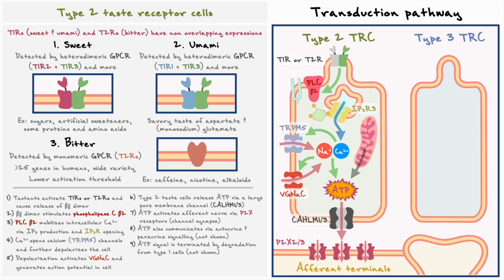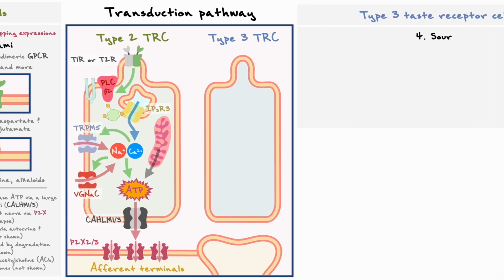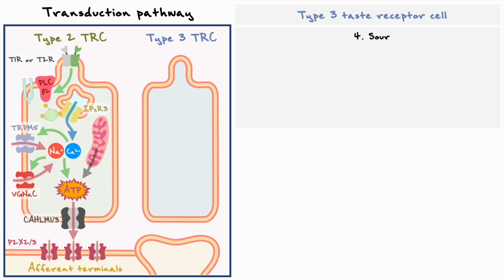Finally, although ATP is the principal neurotransmitter attributed to type 2 taste receptor cells, these cells can also release acetylcholine and a variety of hormones that further modulate the signal all around the taste bud. However, these details go a bit outside the scope of this video. With this being said, let's move on to the type 3 taste cells, which transduce the sour taste.